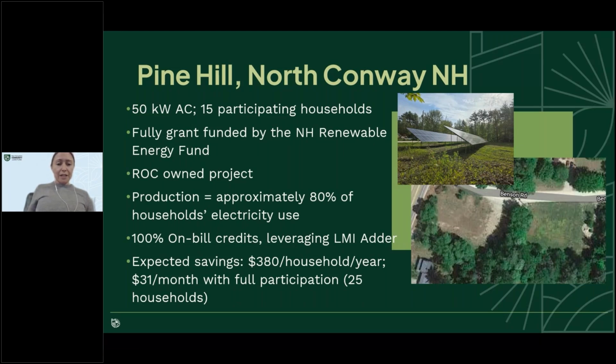This one was also fully grant funded by the New Hampshire Renewable Energy Fund, and it is owned by the cooperative. And it will produce about 80% of the household's electricity use in this community. When it is fully subscribed, so when all 25 households do sign up, we are expecting that each household is going to save about $380 per year, or $31 a month.